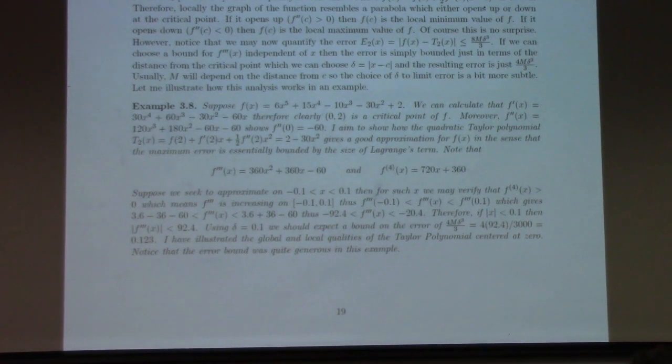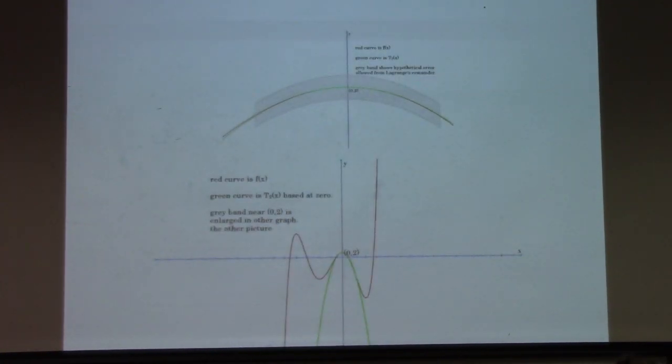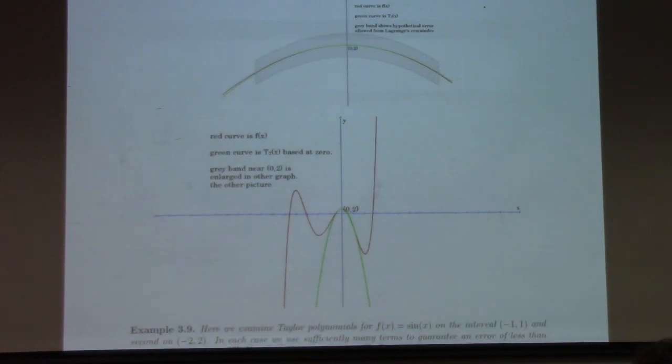So supposedly, the error in the quadratic Taylor polynomial is at most 0.123 if I'm within plus or minus 0.1 of the center point. And here's a picture of how it went. What you're looking at is a zoom in. I actually graphed plus or minus 0.123 from the function, and I've graphed both the function, which is in red, and the quadratic Taylor approximation to it in green.